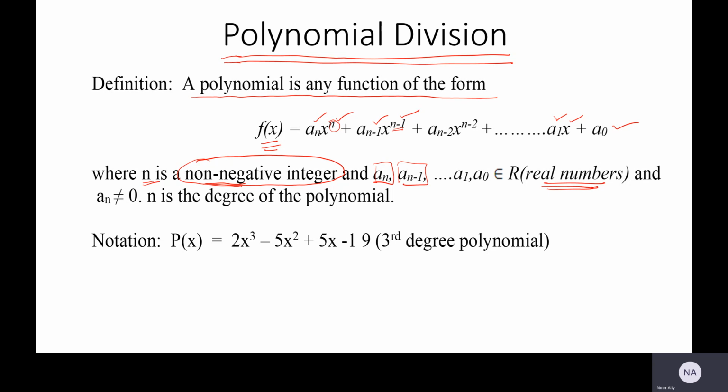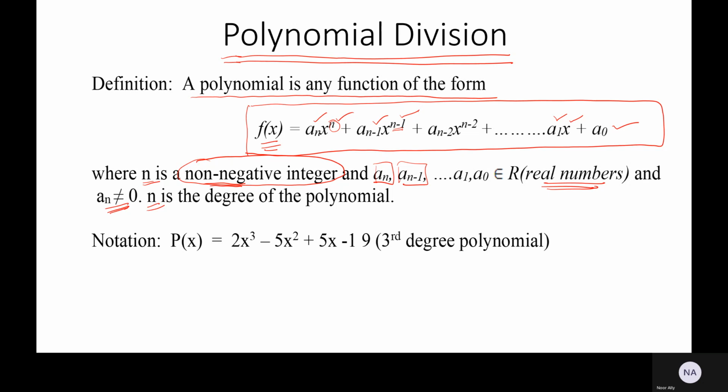2, 1/3, negative 0.1. But a_n is not equal to 0. n is known as the degree of the polynomial. So now I ask you, if you look at that, which is essentially the definition of a polynomial, have you come across it before? Think about it. Have you?